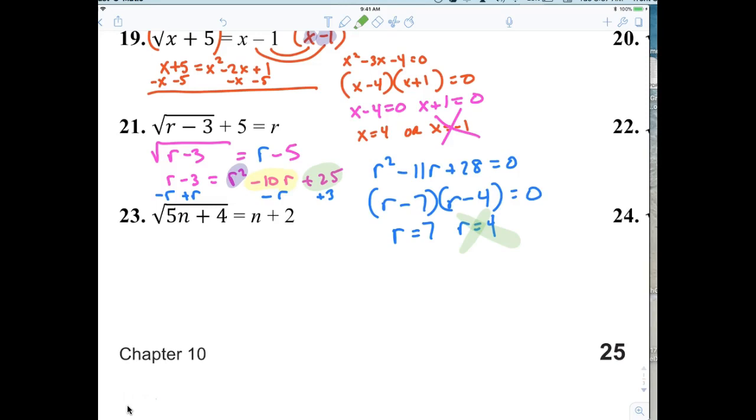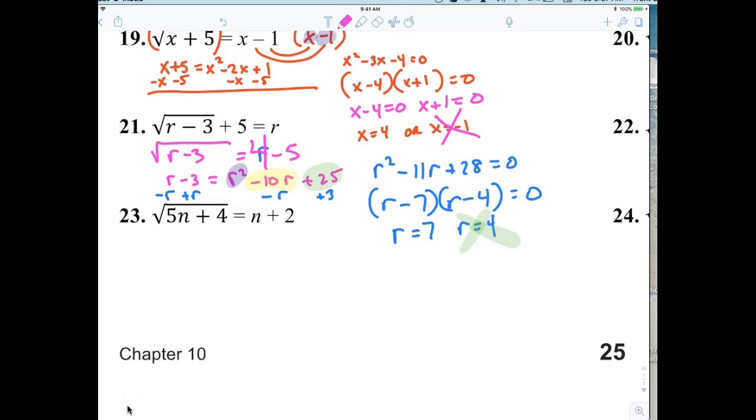All right, because look, I'm going to plug a 4 in. Look up on the board. I'm going to plug a 4 in right there for that R. What's 4 minus 5? Can a square root be negative? No. Does everybody see that now?